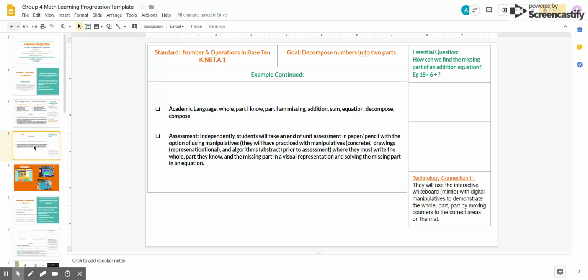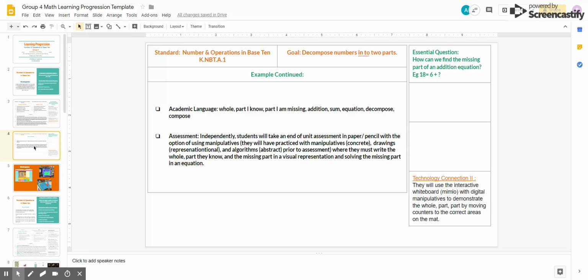For assessment, independently following the activity, students will take an end of the unit assessment in paper pencil with the option of using the manipulatives that they have access to. They will have practice with manipulatives, which is the concrete part of the model. They will have also practice with drawings, representational part of the CRA model, and algorithms. So that's the abstract portion prior to the assessment. Then they must write the whole, the part they know, and the part that is missing in a visual representation and solving the missing part in an equation.